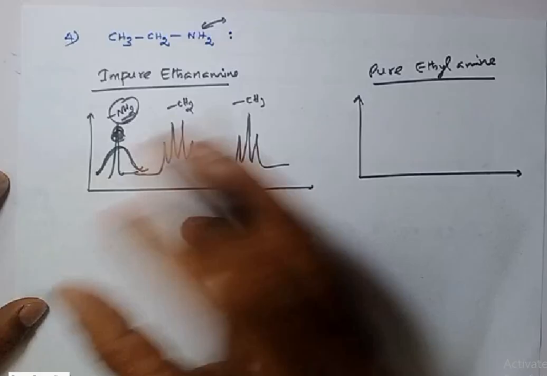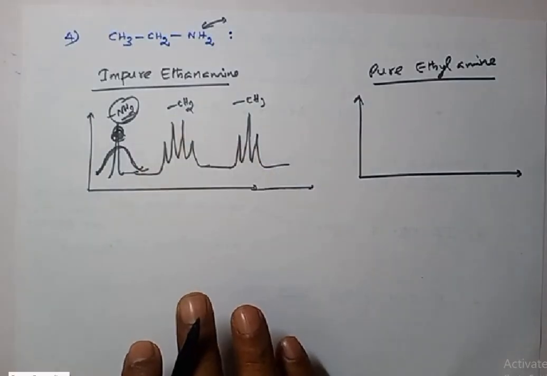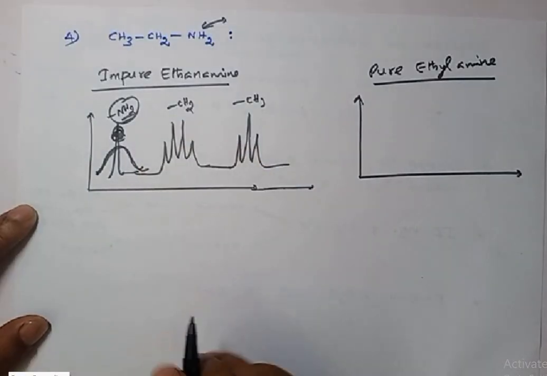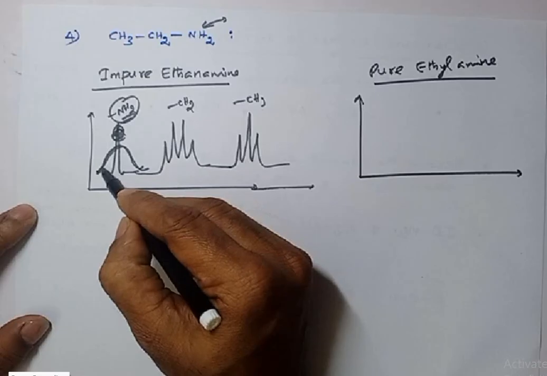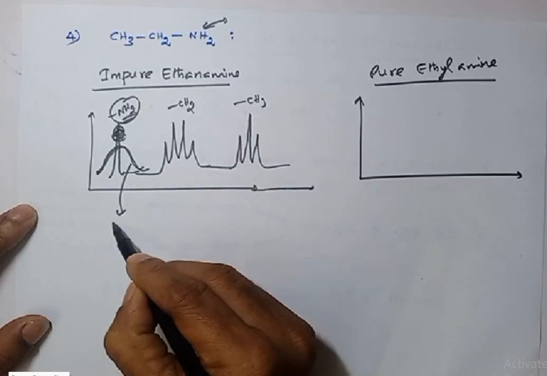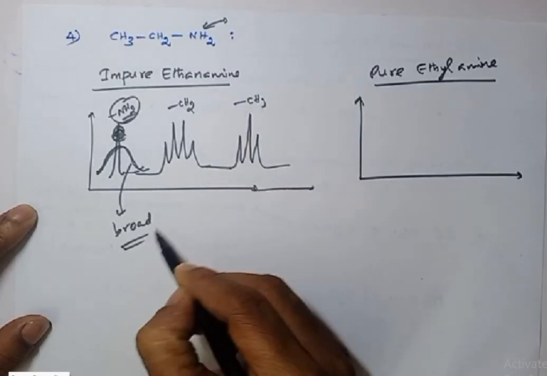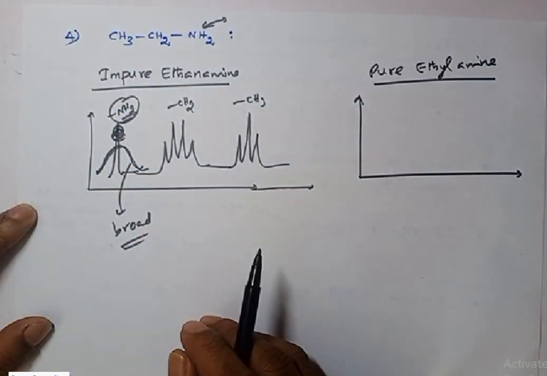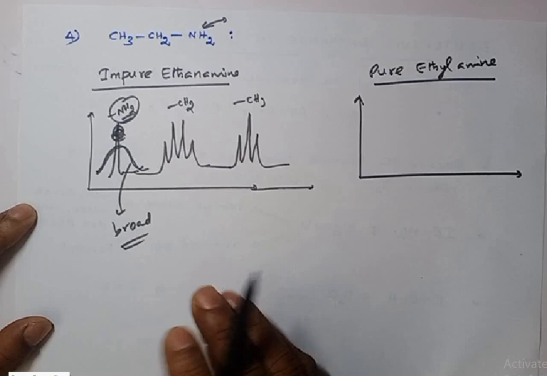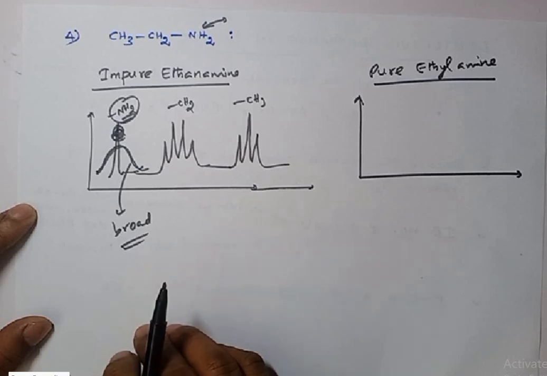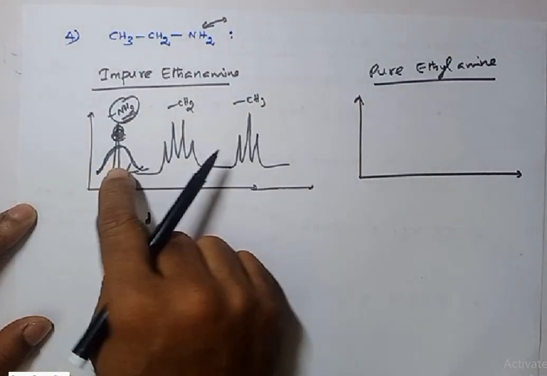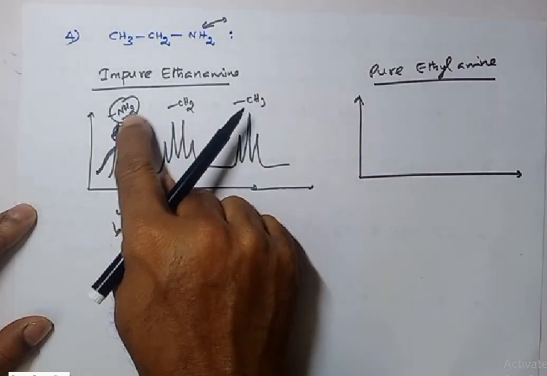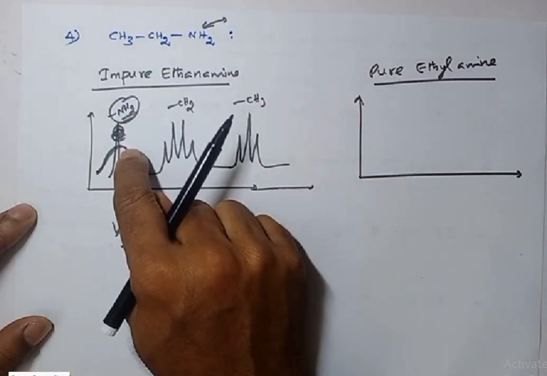There exists some uncertainty. Because of the uncertainty, the NH2 signal will appear as a broad peak. Observe carefully, the NH2 peak is usually observed as a broad peak. Now listen carefully. We have another reason also. Due to fast exchange, it appears as a broad peak.